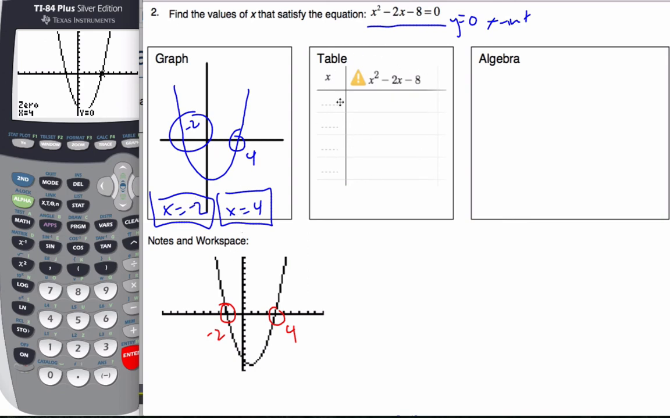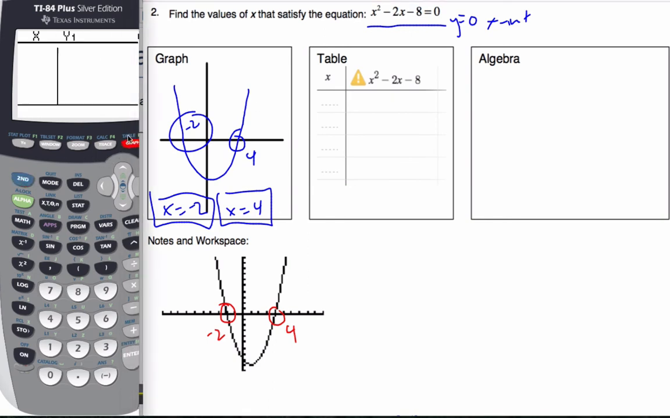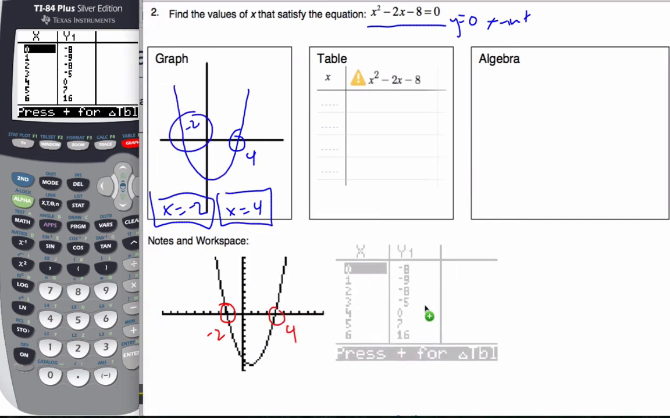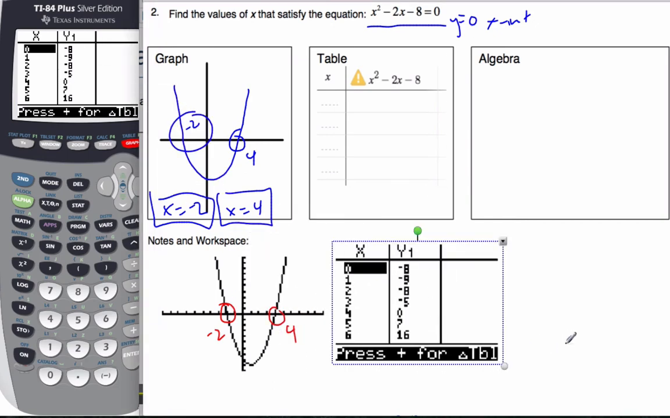We could also do this with a table. If we go to our calculator, if I go second graph, which is my table, I can see all the numbers here, and I'm looking for this calculation to be 0. So if x is 0, I get -8. X is 1, I get -9. If I look here, I can see that this value here produces a 0. And so one answer is going to be x is equal to 4.